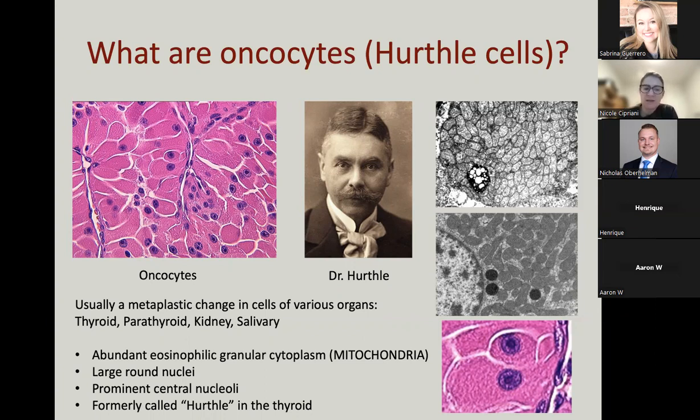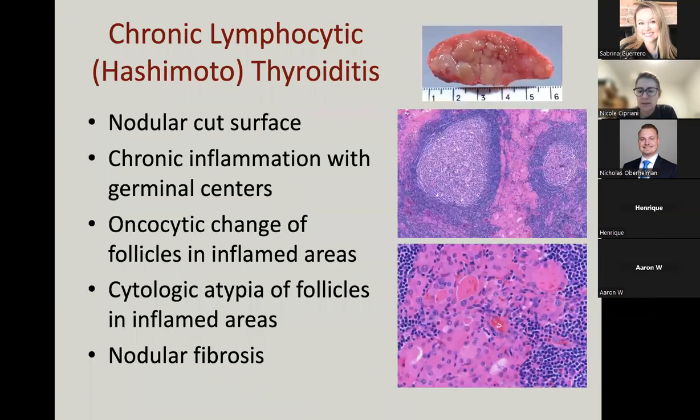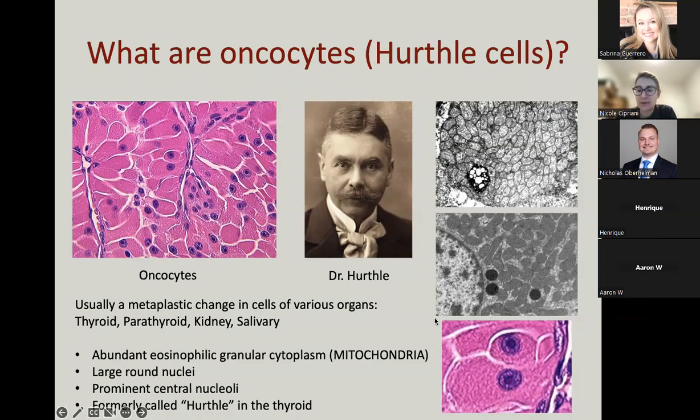These are cells that have abundant granular eosinophilic cytoplasm because they are chock full of mitochondria. And you can see that on the electron microscopy on the right, which are these grayish kind of oval structures. They have large round nuclei with prominent nucleoli because they are very metabolically active. And so you can see here, these cells are really, really pink, right, with these nucleoli. So those are oncocytic change in Hashimoto's thyroiditis.